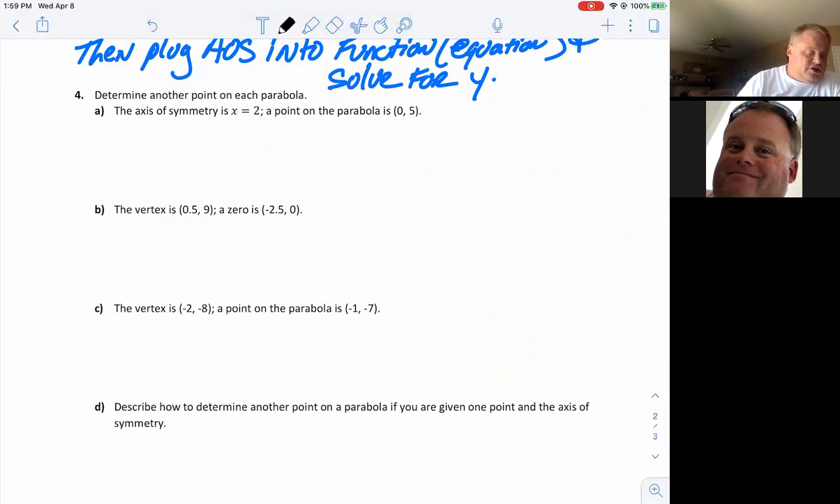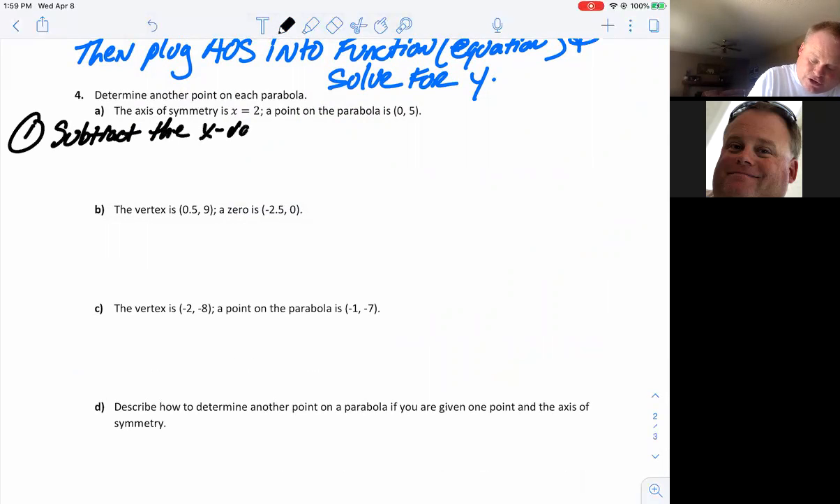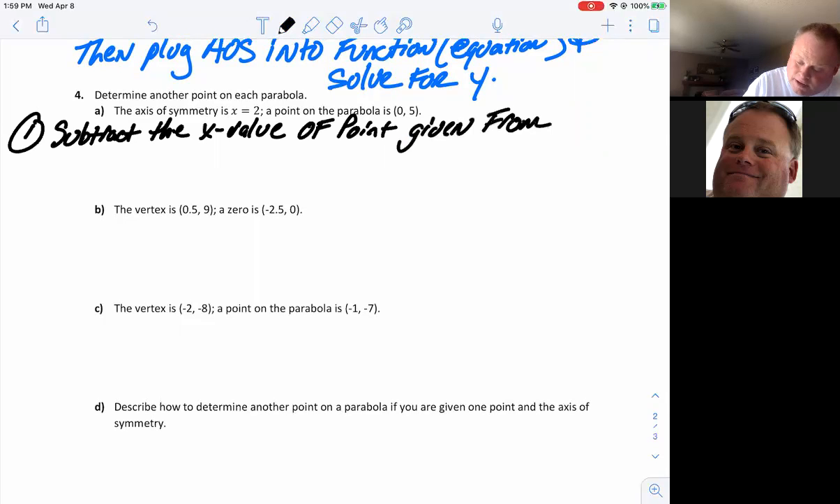So what I want to do is this right here, and I'm going to write it first, and then I'm going to show you. I'm going to subtract the x value of the point given from the axis of symmetry. Okay, that's step 1. So AOS minus the x value of the point.